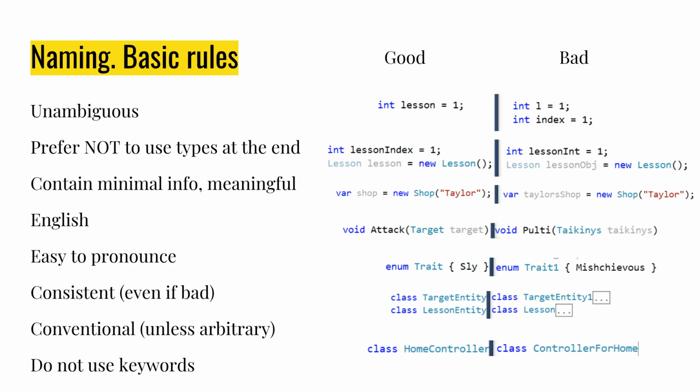So prefer convention by default, unless there are rules that you and your team made arbitrary and agreed upon. And finally, don't use keywords for names. Never, ever, ever.